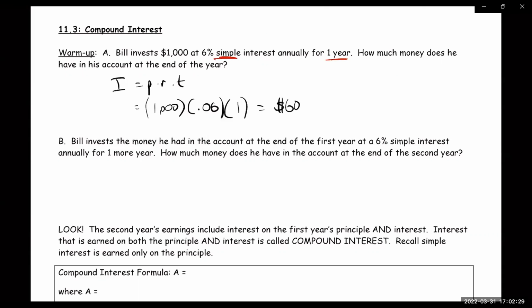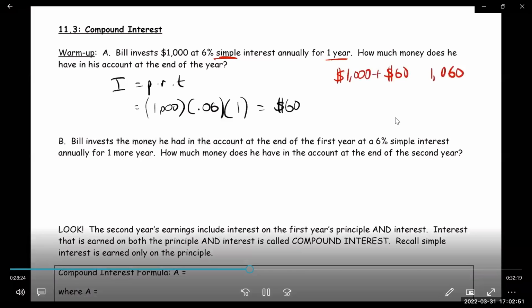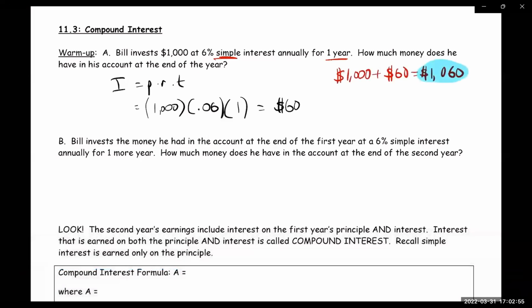But they're asking how much money does he have in his account at the end of the year. So he's going to have the original amount that he invested plus the $60 of interest. So that's going to be $1,060. That's how much he has in his account. This is an investment problem. All right, so that's the answer.